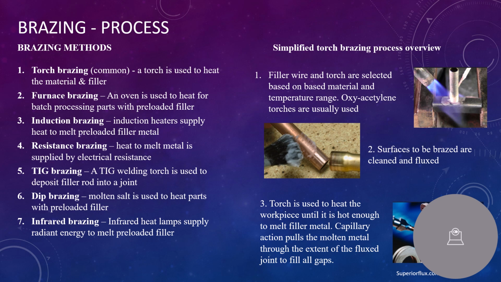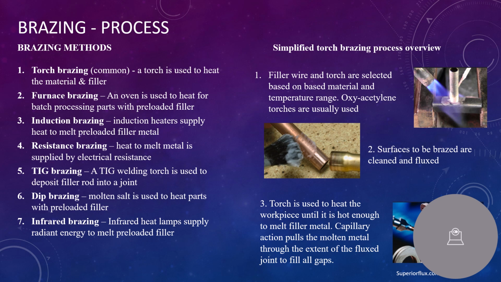Induction brazing utilizes induced magnetic fields to generate heat in ferromagnetic parts, which can then be used to liquefy the filler metal, which has already been placed in the correct position. Resistance brazing is similar, just using electric current. TIG brazing resembles welding and uses a TIG welding torch in order to deposit the filler rod over a joint rather than inside it. This creates a joint that looks similar to a TIG weld, but in reality is brazed.